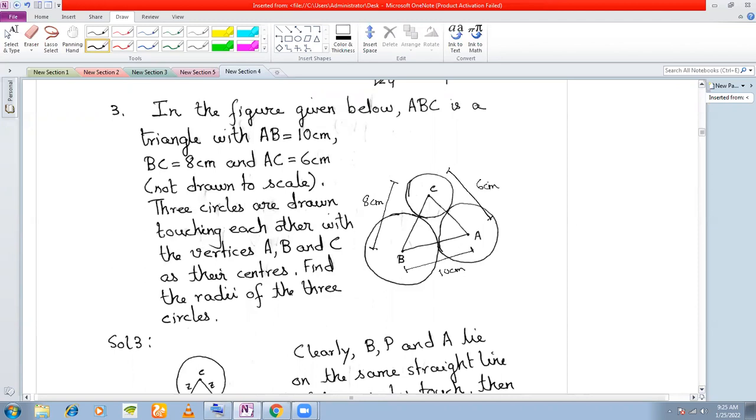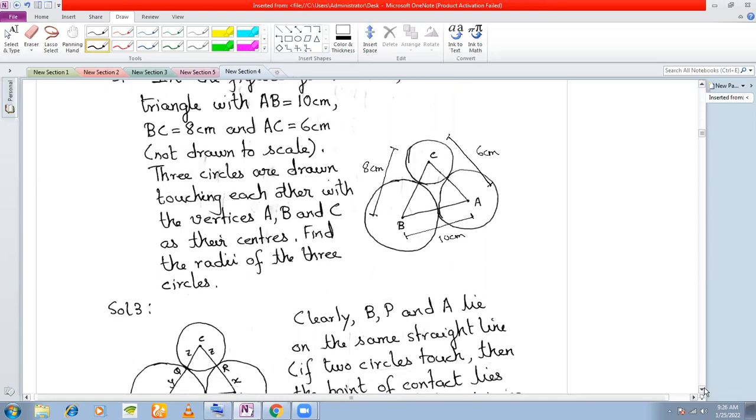Okay. 3 circles are drawn touching each other with vertices A, B, and C. So all the 3 circles touch each other, with centers A, B, and C. Vertices means center, that is the points A, B, and C as the centers. Find the radii of the 3 circles. You need to find the radii of all the 3 circles, right?